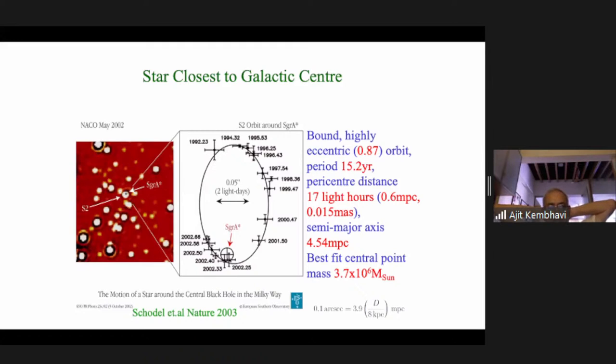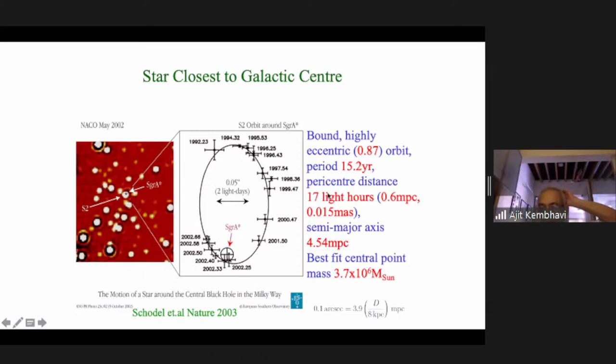And then he gave his famous laws, which say that all the planets move in elliptical motion with the sun sitting at one of the foci. So we are 400 years in the time after Kepler, but what we have got is exactly the same, except that it is not Mars which is going around the Sun. It is a star very close to the galactic center going around Sagittarius A star.